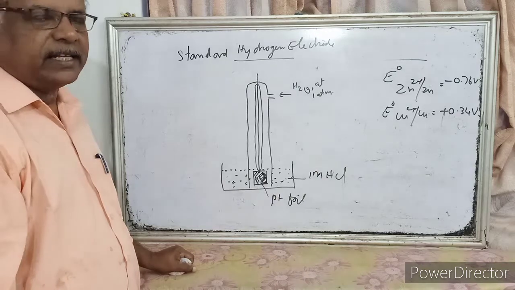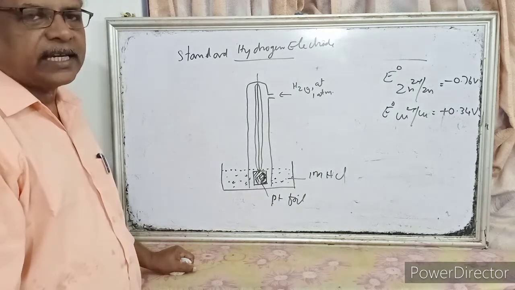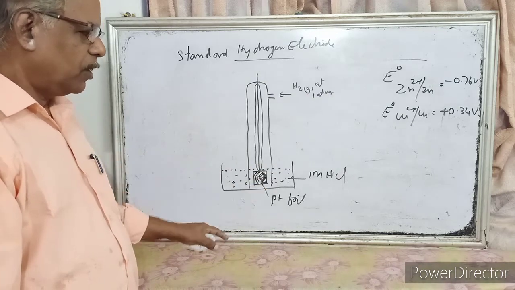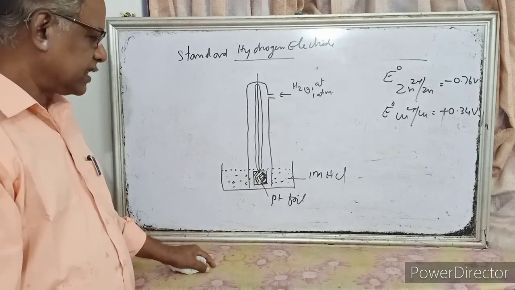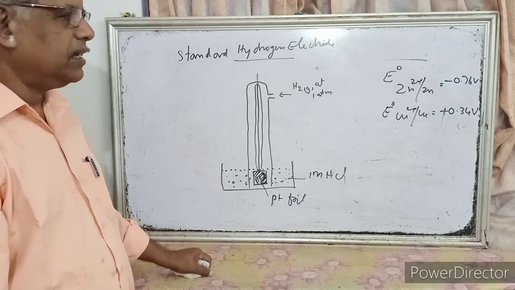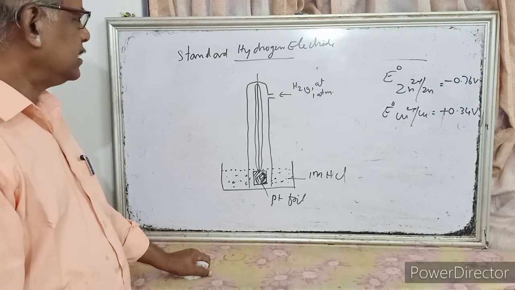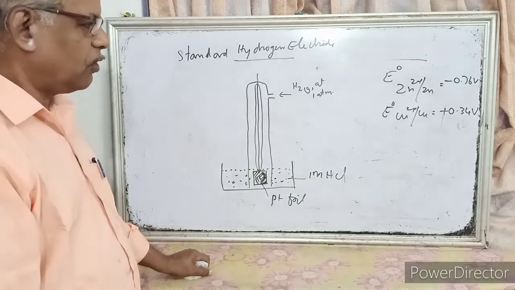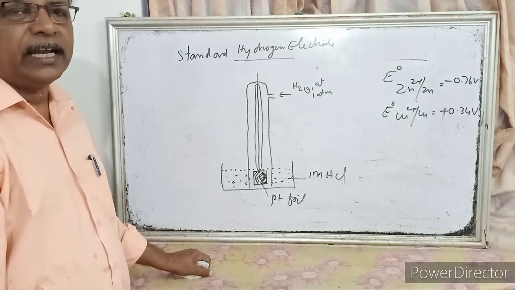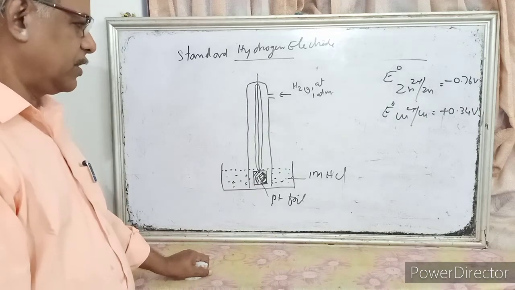So what is standard hydrogen electrode? Hydrogen gas at 1 atm pressure is passed through 1 molar HCl, which is kept in contact with a platinum foil coated with platinum black, and that is standard hydrogen electrode or a reference electrode. This electrode can be used to find the electrode potential of other electrodes.